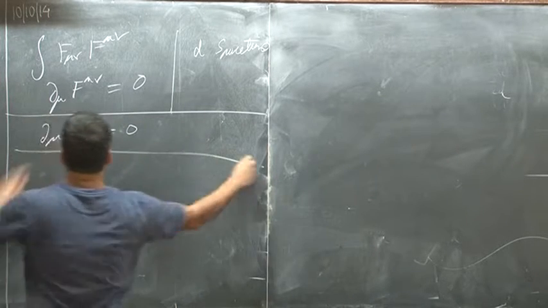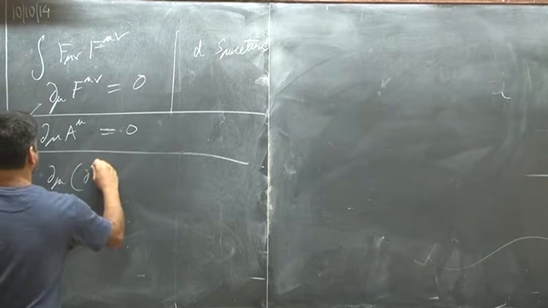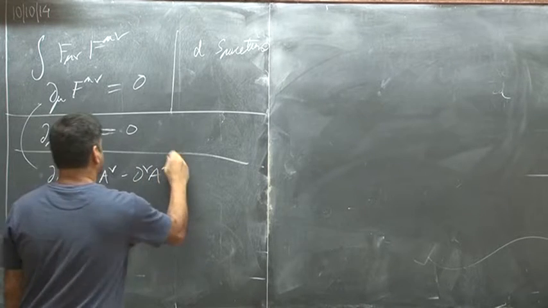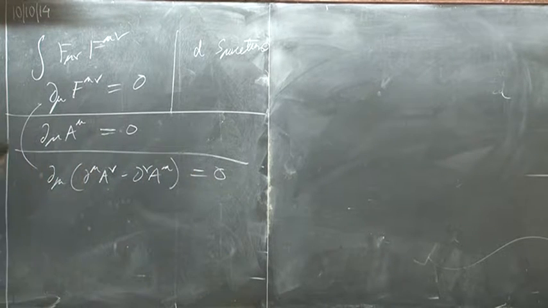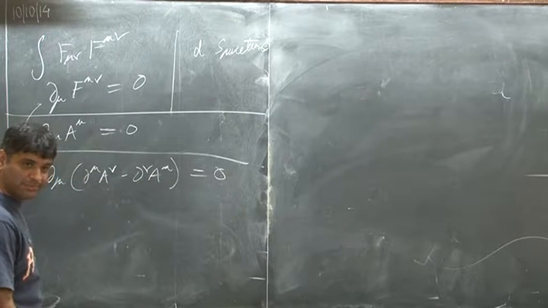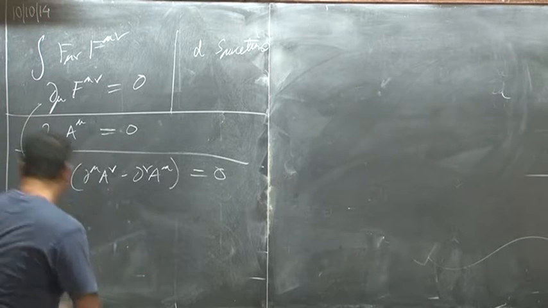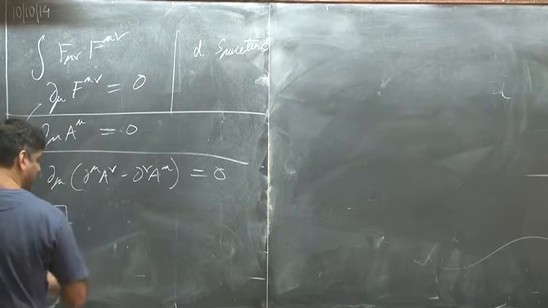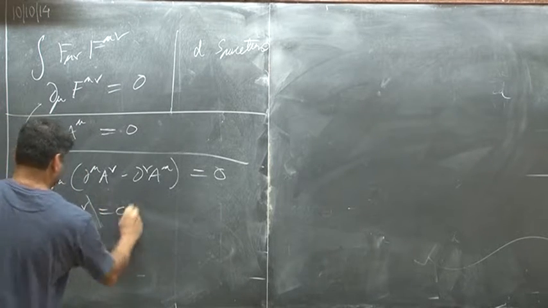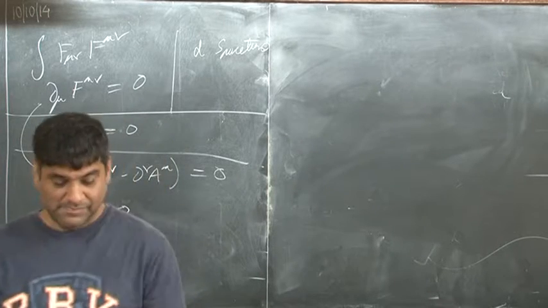And now when I do this, what happens to Maxwell's equations? This becomes del mu of (del mu A mu minus del mu A mu) is 0. Now, this del mu goes through and hits this A mu, but by the gauge condition that is 0. So this equation becomes the equation del squared A mu equals 0.